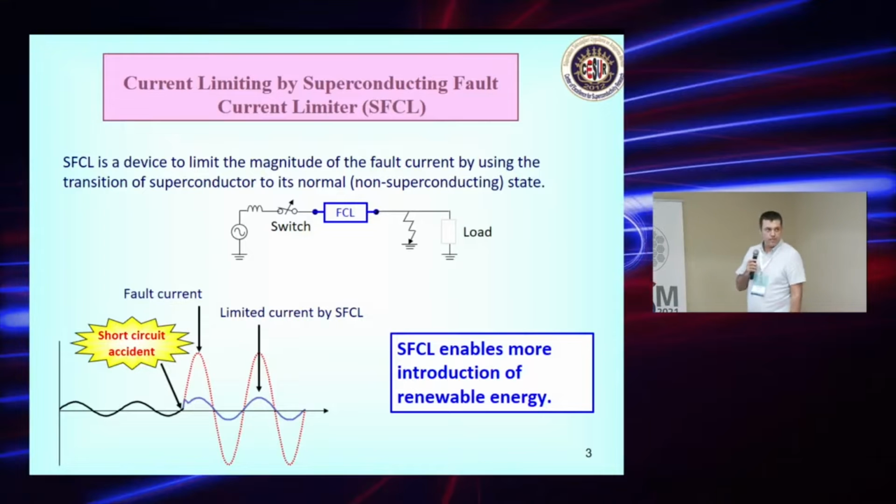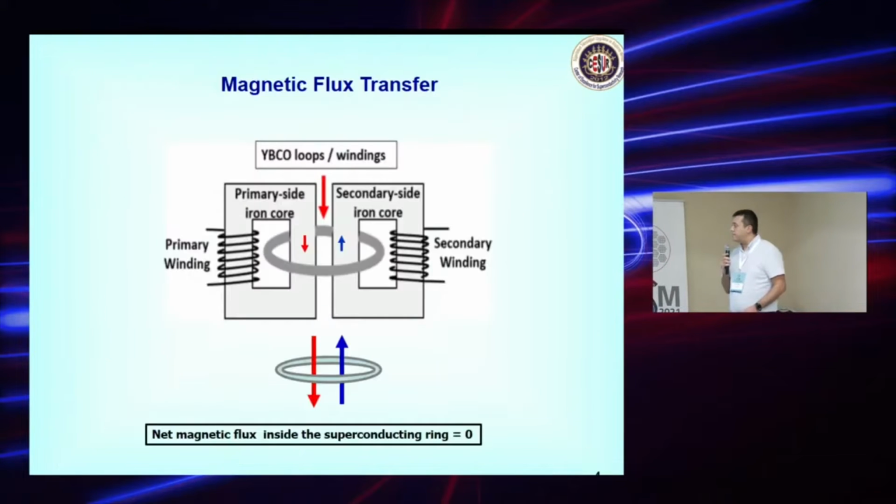we need to improve our knowledge and application experience for this. For this transformer we used magnetic flux transfer with a superconducting loop. This is an innovative work for us because we can use magnetic flux transfer to operate this transformer.